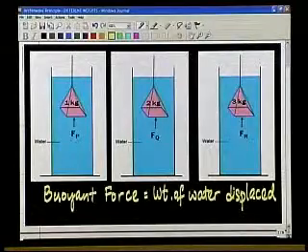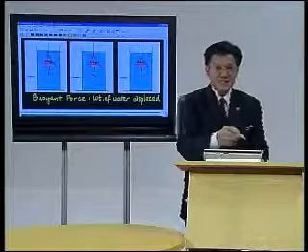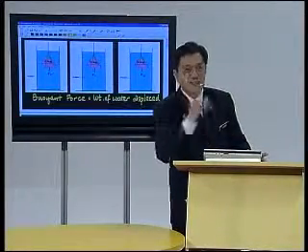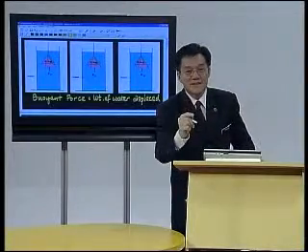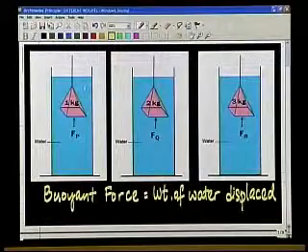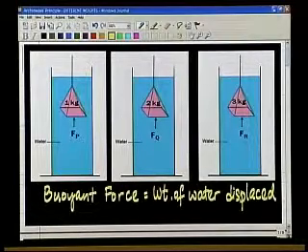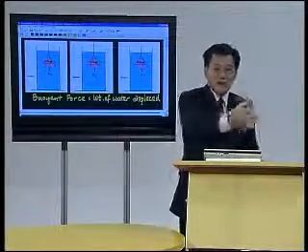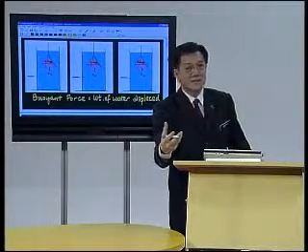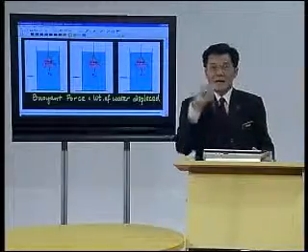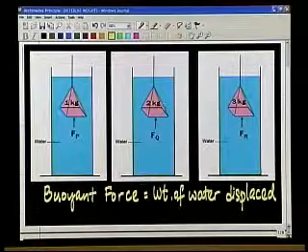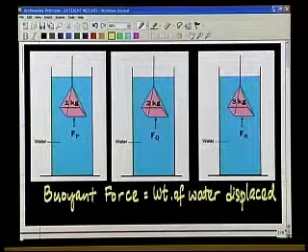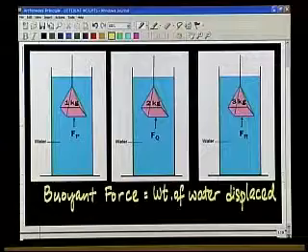Weight of water displaced. Now, in this case, we are told that the volume of all the pyramids is the same. So it means that the volume of the water displaced is the same in each case. And since the volume of the water displaced is the same, it means that the mass of the water displaced is the same. It also means that the weight of the water displaced is the same.